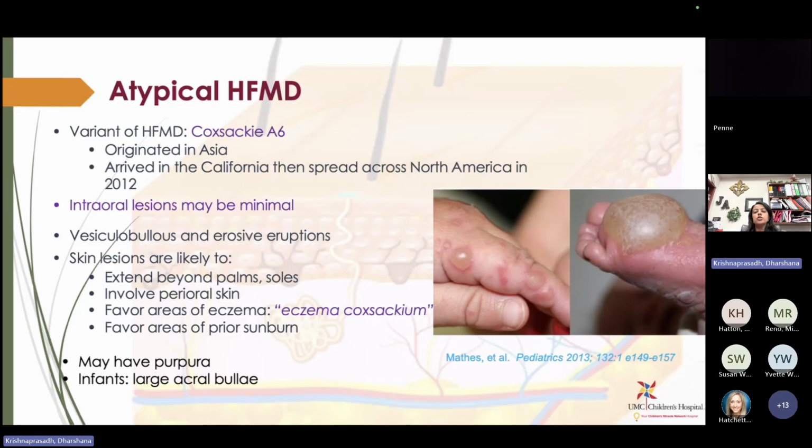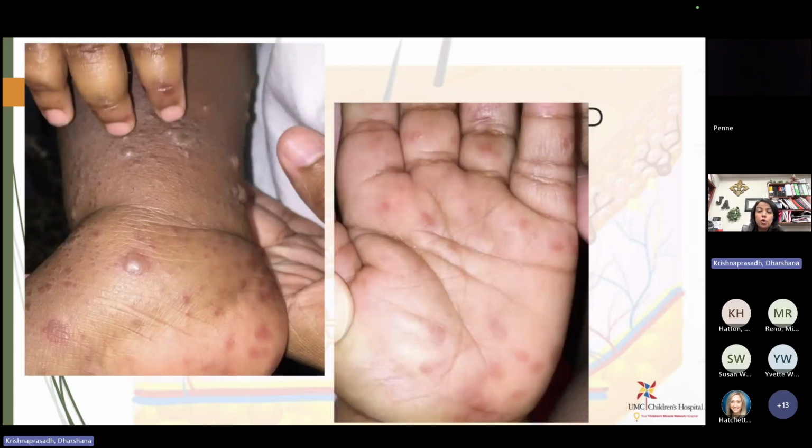They can favor those areas of eczema, or if they had a prior skin burn anywhere in their skin, they can have purpura as well. Infants do present with large acral bullae as well. More pictures of hand, foot, and mouth. This is what we commonly see in the hands, where they can be macular or flush to the skin.